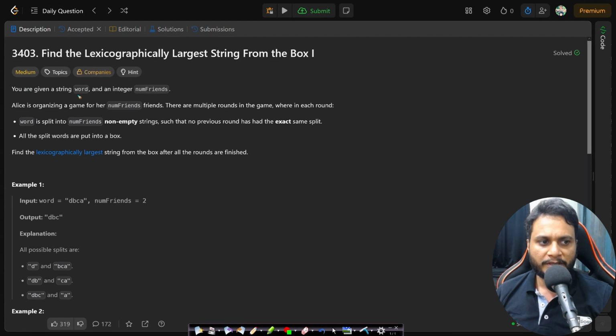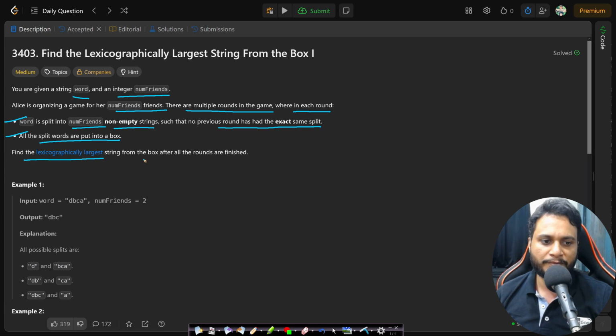In this problem you are given a string word and an integer numFriends. Alice is organizing a game for her numFriends friends. There are multiple rounds in the game where in each round, word is split into numFriends non-empty strings such that no previous round has had the exact same split. All the split words are put into a box. Find the lexicographically largest string from the box after all the rounds are finished.